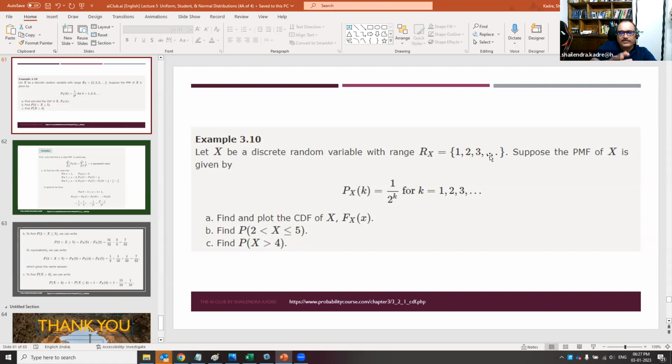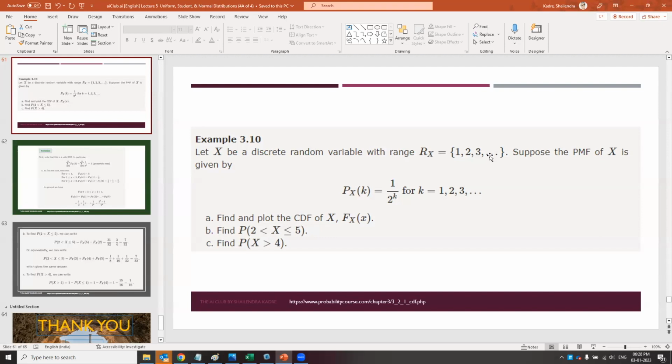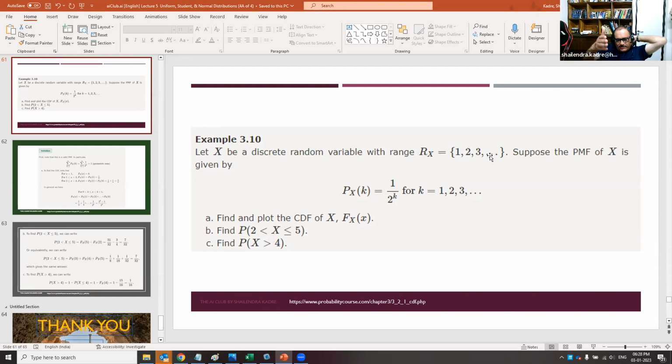Yes, sir. Got it? Now solve the A part. What is the plot and what is the CDF of this? What will be CDF? PMF you already know. PMF is nothing but 1 upon 2 to the power k. What will be CDF in this case? Now you are getting confused. We have discussed this so many times, in this session only. Tell me what will be CDF. Sarthak, CDF, can you tell?